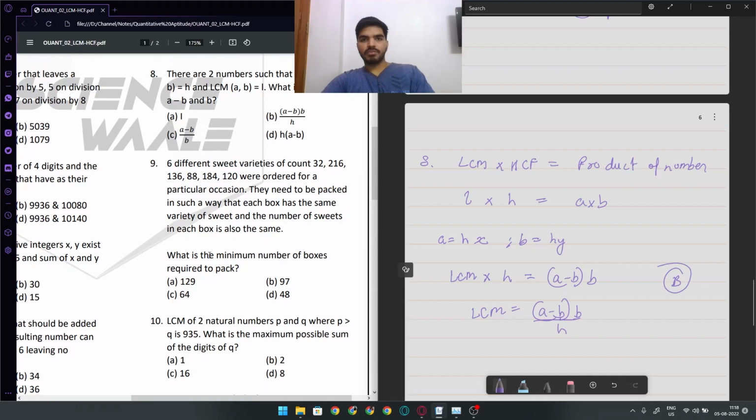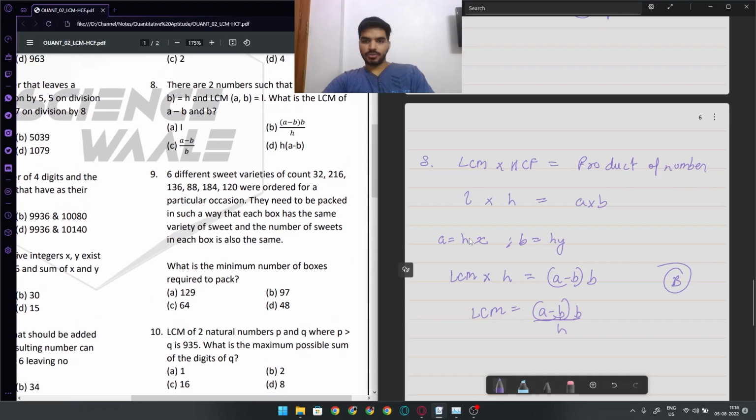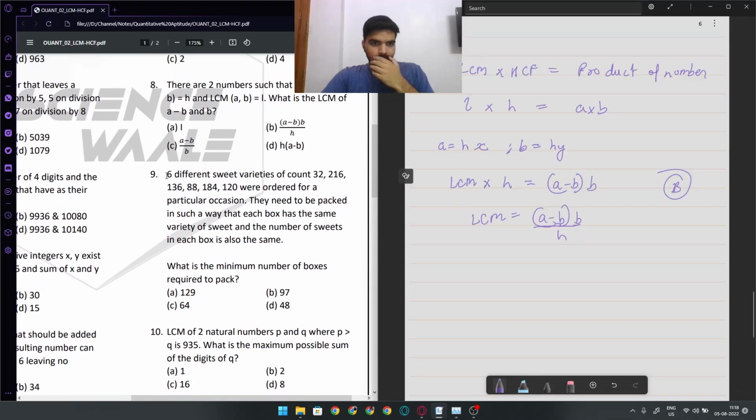These questions have come in the exams. Ninth question. Six different varieties of sweets, 32, 216, 136, 88, 184 and 120, were ordered for a particular occasion. They need to be packed in such a way that each box has the same variety of sweet, and the number of sweets in each box is also the same. Simply nothing but HCF, because you have to divide it into equal pieces. There should be no leftover. You need to find the HCF only. So HCF of 32, 216, 136, 88, 184, 120.